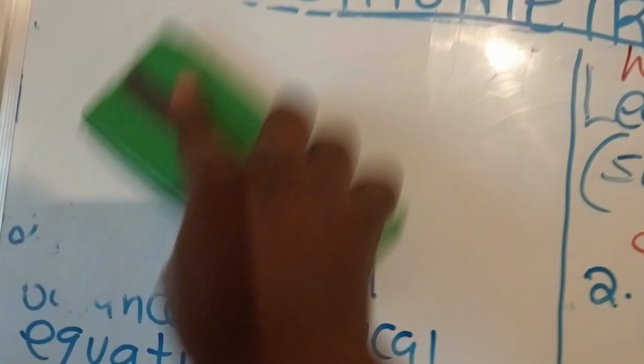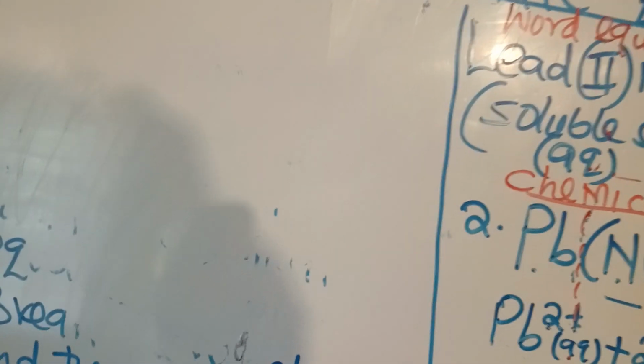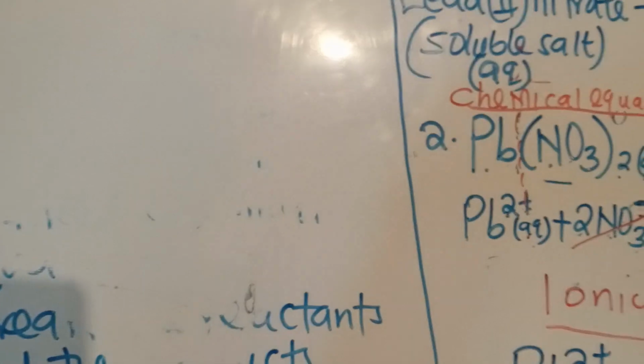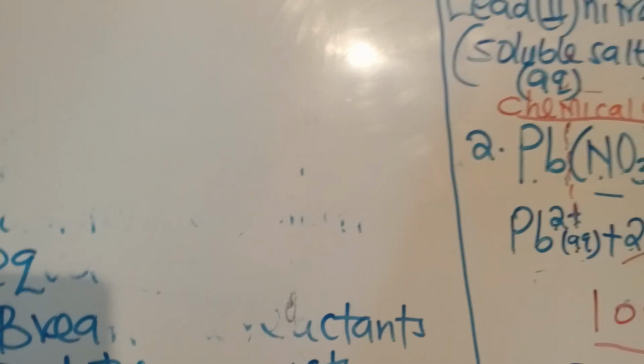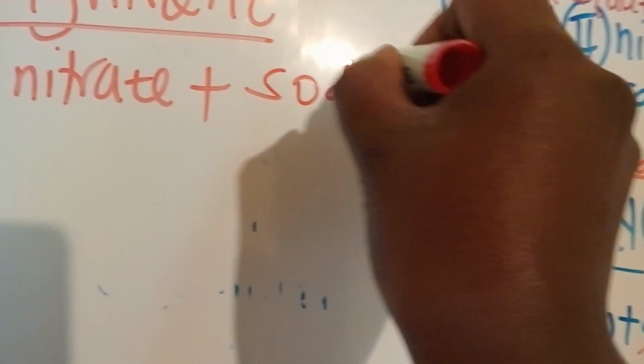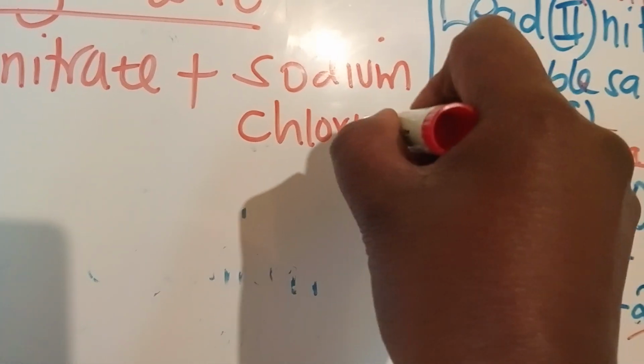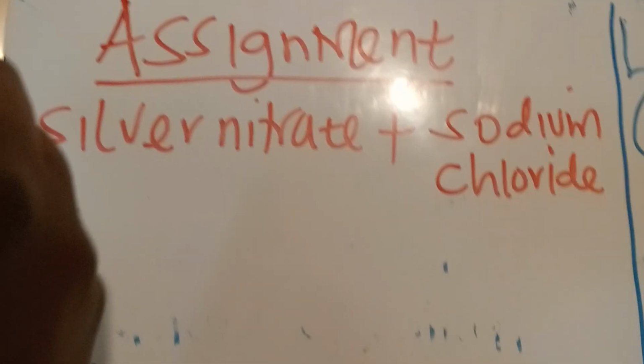So right now I want to write you the assignment. In the assignment I want you to try this one where you have silver nitrate combining with sodium chloride. So that is one of the assignments.